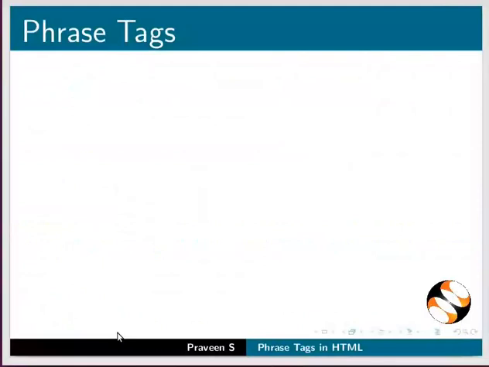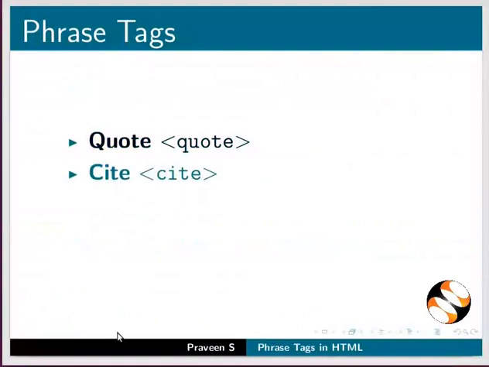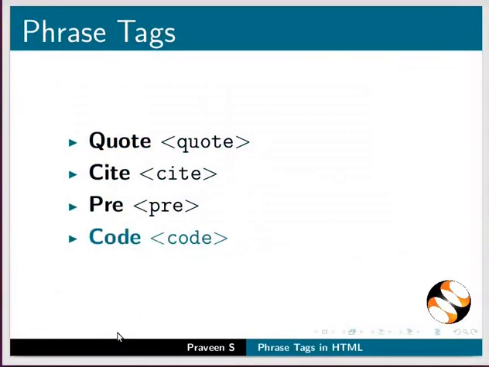In this tutorial, we will learn to use the following phrase tags: strong, emphasized, marked, abbreviation, quote, cite, pre, and code. All these tags have a start and an end tag. We will look at these tags one by one.